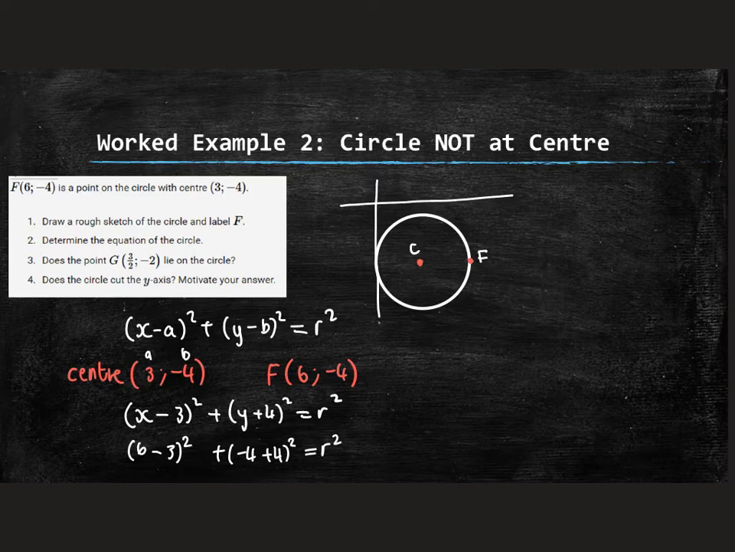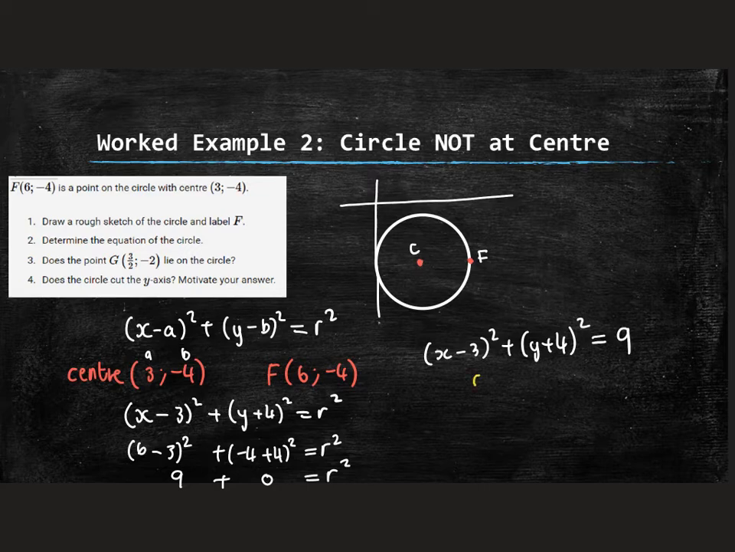And so what do we find? 6 minus 3 is 3. 3 squared is 9. 9 added to 0 gives us r². So the equation of our circle in this case is (x − 3)² + (y + 4)² = 9. What about part 3? Does the point G, (3/2, −2), lie on the circle? Pause this video and try it yourself.